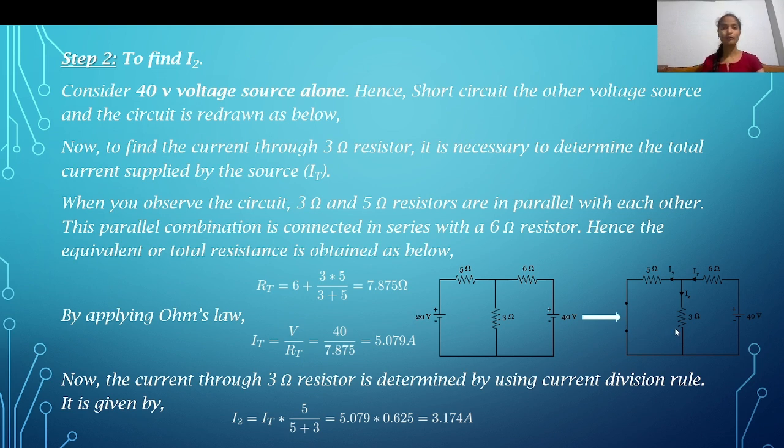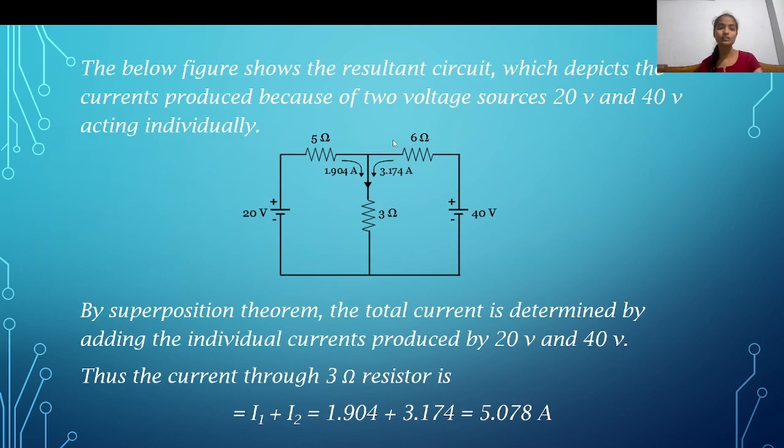Now we consider the 40 volt voltage source alone, and the 20 volt voltage source is short circuited. Here also we have to find the total current. To find the total current, the 5 ohm and 3 ohm resistors are in parallel, and this combination is in series with the 6 ohm resistor. By using Ohm's law, we can find I total, and by using the current division rule, we can find I2, that is 3.174 amperes. By using the superposition theorem, the total current passing through the 3 ohm resistor is the sum of the currents I1 and I2. By solving, we get 5.078 amperes. So this is the final answer.